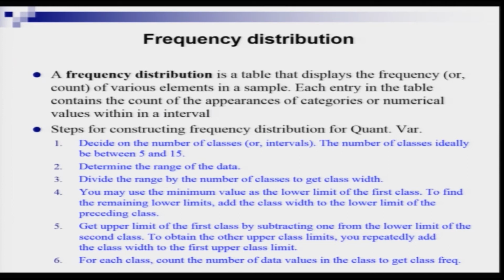Now, let us move to stage 5. You have to now get the upper limit of the first class, and how to get that? You have to subtract 1 from the lower limit of the second class, and to obtain the other upper class limits you have to follow the same procedure. So, you have to repeatedly add the class width to the first upper class limit and continue till the end, okay.